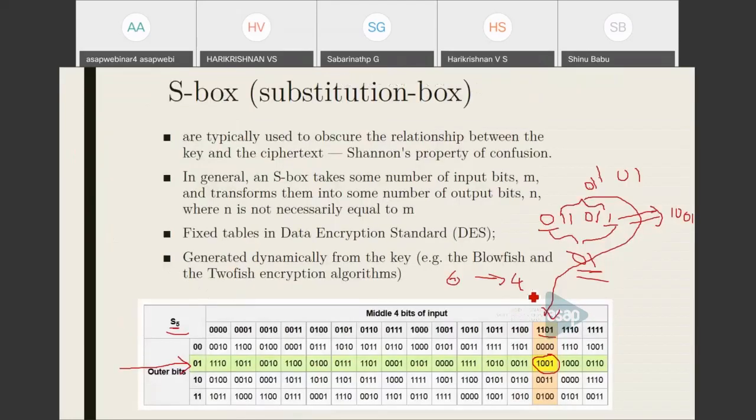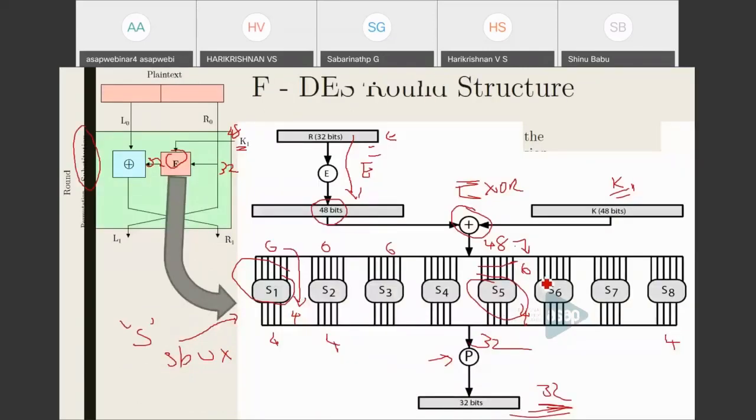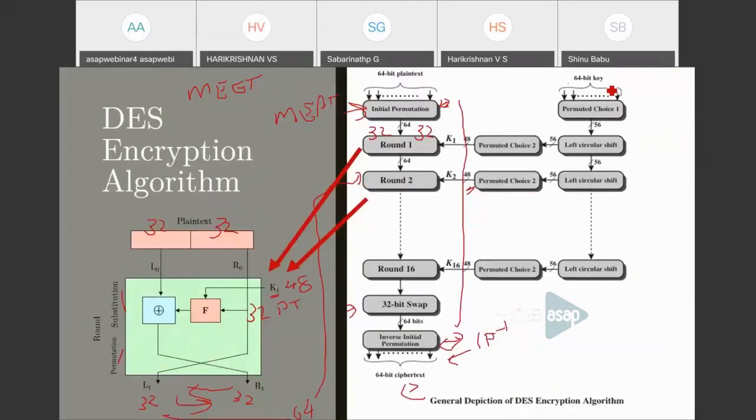Okay, so this is again a very beautiful piece of work. Now coming to how the key schedule works. The key schedule is again very, very interesting. You can just take a look at this part over here; this exactly shows how the key schedule works. The 64 bits of key goes into permutation choice 1, and there are permutation choices 1 and 2 to be used. The 64 bits is reduced to 56 bits first. This 56 bits is then left circular shifted.